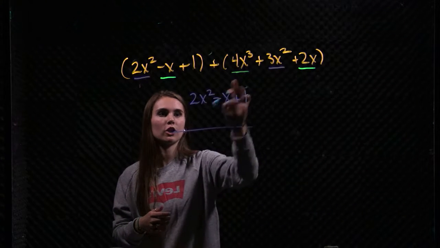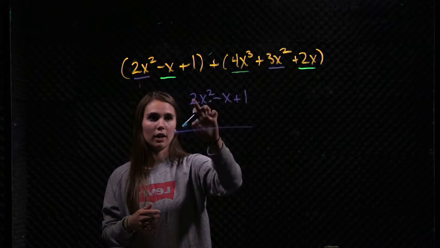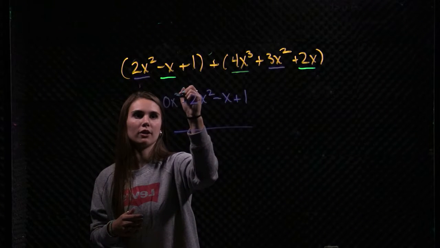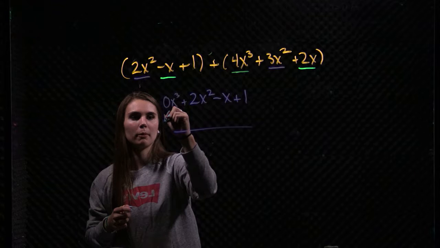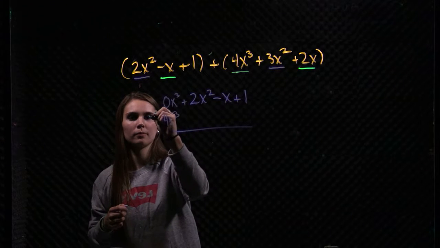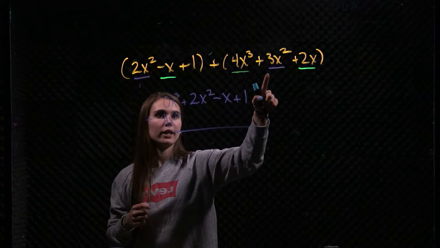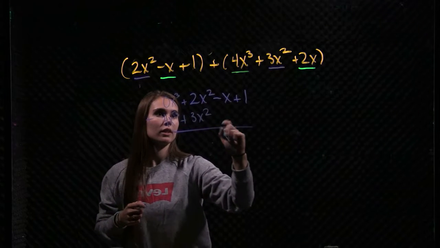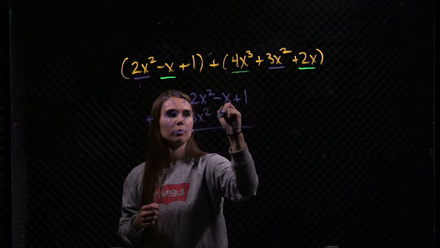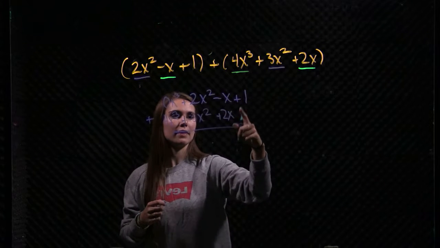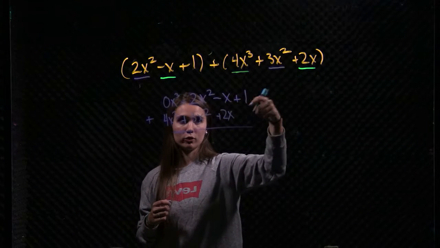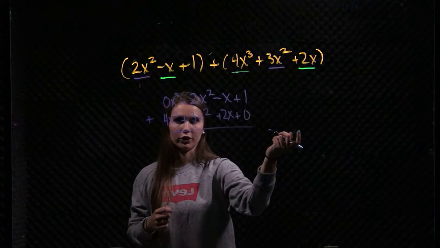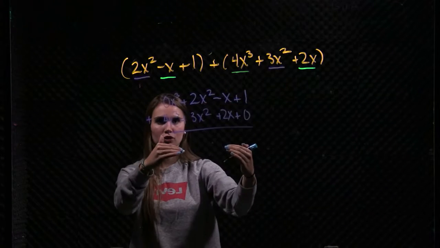So I have a 4x cubed, which I don't have in this top problem, so I'm going to add a 0x cubed here just as a placeholder. Then I'm going to put my 4x cubed here. Then I have a 3x squared. I'll line that up with the 2x squared. Then I have a 2x, so plus 2x. And then I don't have any numbers without variables, so I'm just going to put a 0 as a placeholder here. So now I can just add straight down.